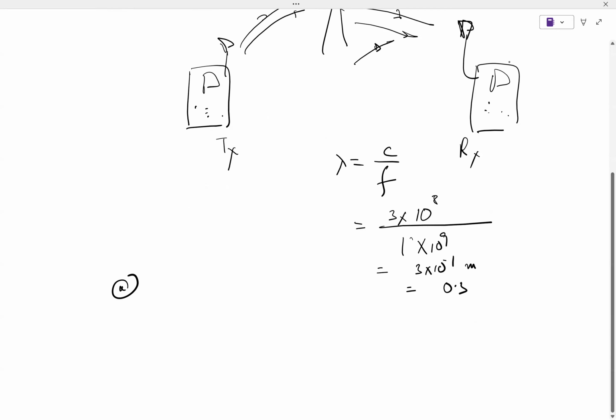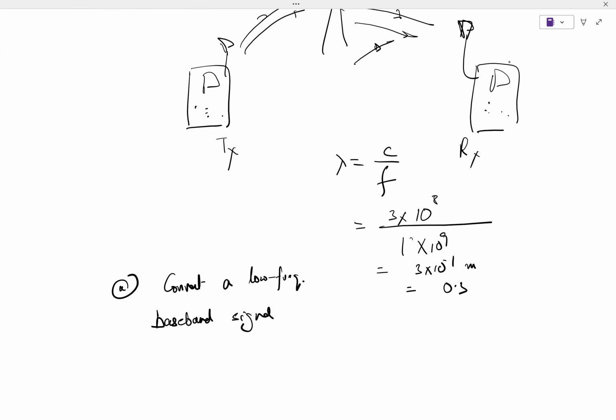convert a low frequency, which is often called a baseband signal, to a high frequency. I'll just say high frequency signal for the time being. Now, how do I convert anything to a different frequency?